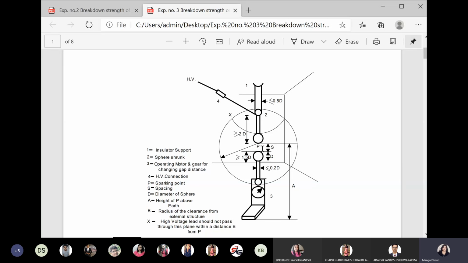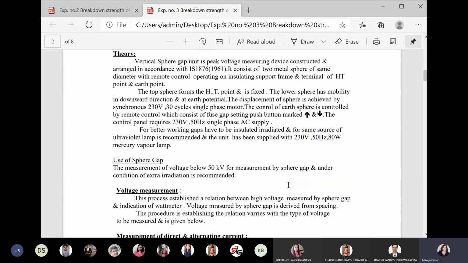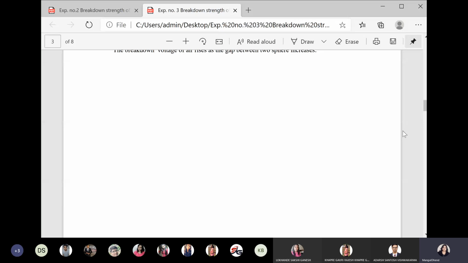With the help of the auto transformer you go on increasing the voltage across this sphere, and at a certain voltage you can observe the spark, the circuit breaker will trip, and you have to note down that breakdown voltage. Then voltage divided by this gap distance will give you the breakdown strength. The experiment is very simple, as in oil testing, but only the electrode sets are changed. So this is the theory, and now see what observation table you need to write down.